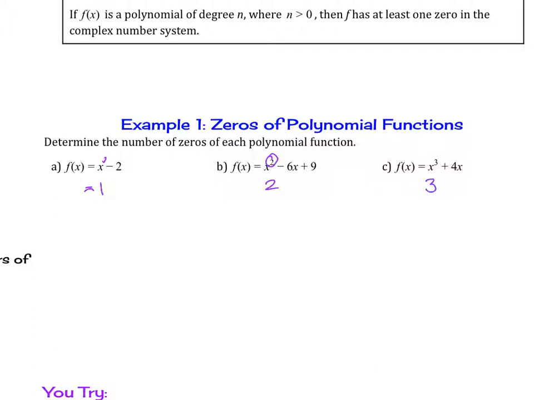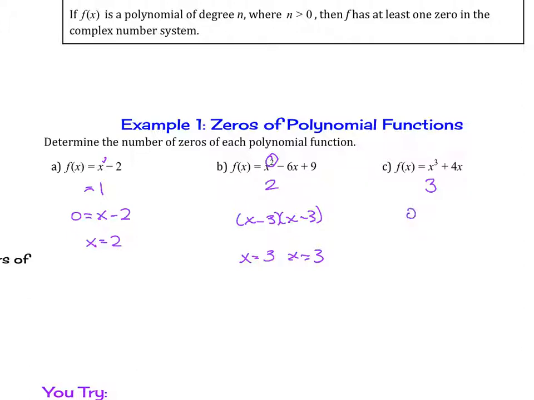But I do want to try and solve for that. So in order to find the zeros, you have to set f of x equal to 0. So 0 equals x minus 2, or x equals 2. Then x squared minus 6x plus 9 factors to x minus 3 times x minus 3. So we have x equals 3 and x equals 3. It is a repeated zero, but it's still 2 zeros.